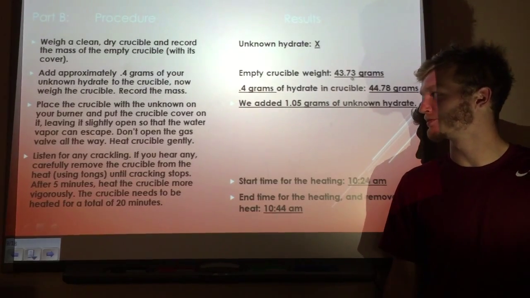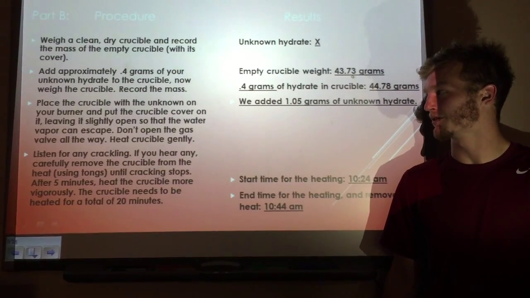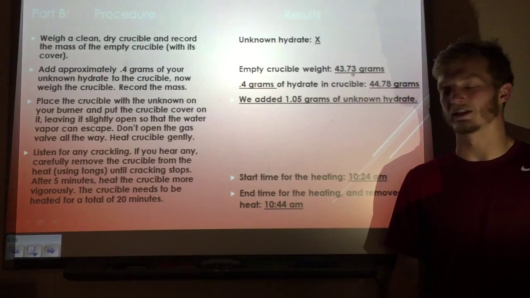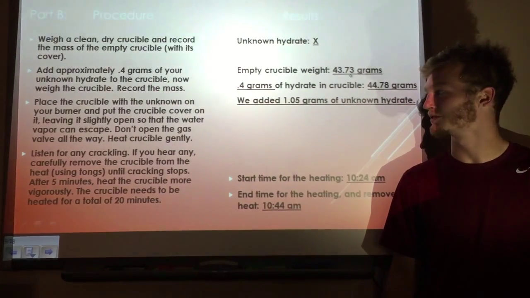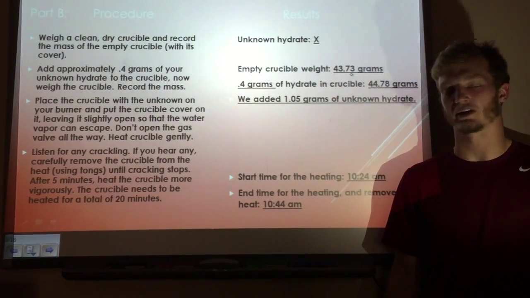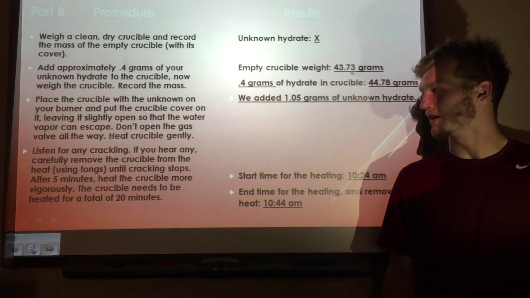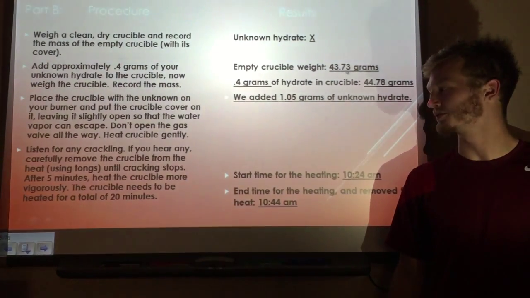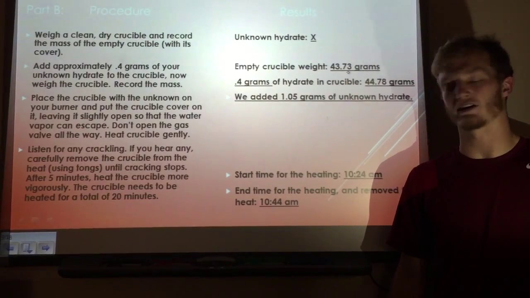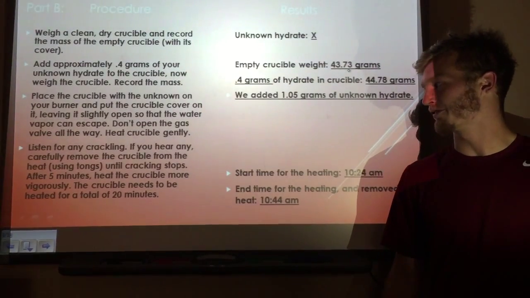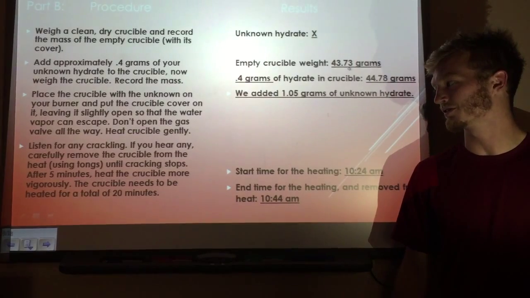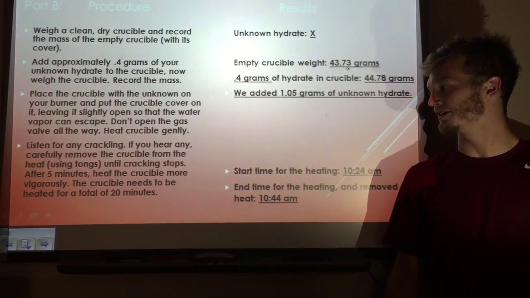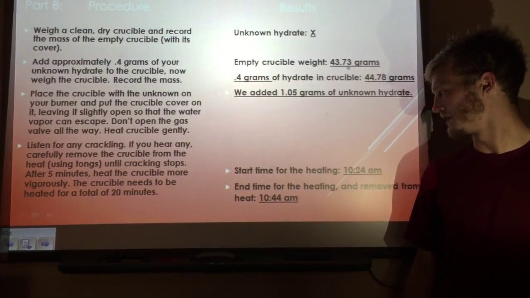And then we placed the crucible with the unknown on our Bunsen burner and put the crucible cover on it, leaving it slightly open so that there was no crackling, but the gas could escape. Listen for any crackling, and if you hear it, carefully remove the crucible from the heat until the crackling stops. After 5 minutes, heat the crucible more vigorously. The crucible needs to be heated for a total of 20 minutes.